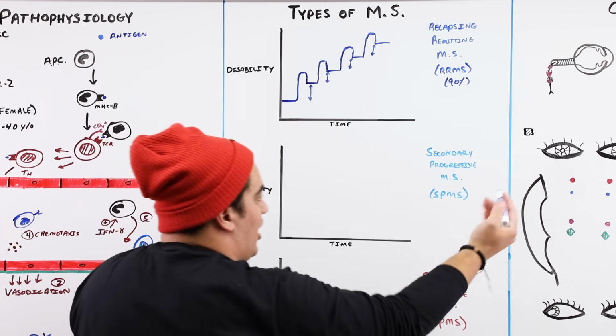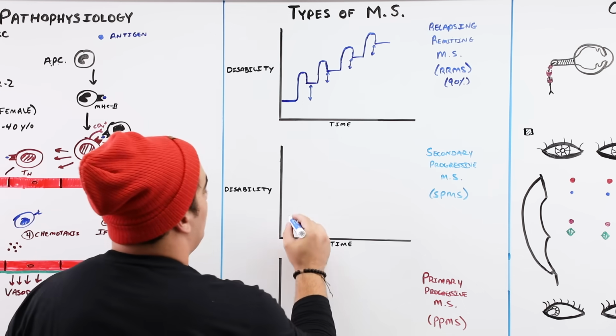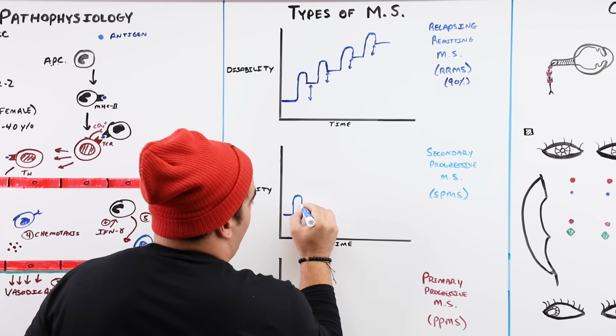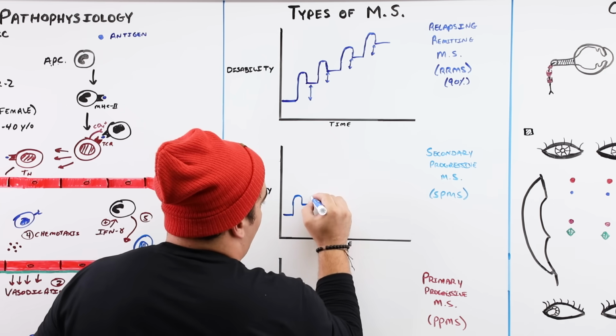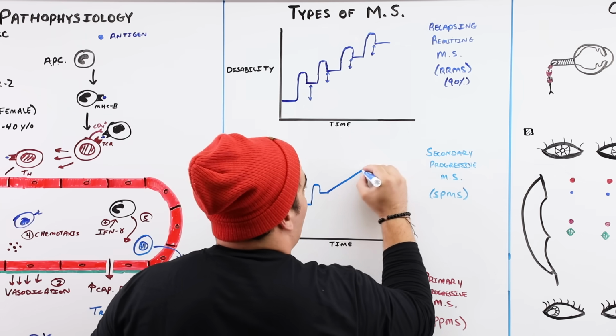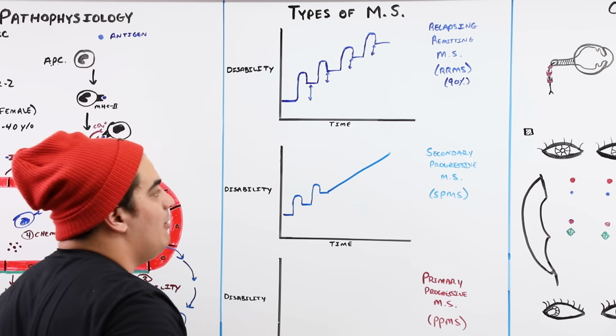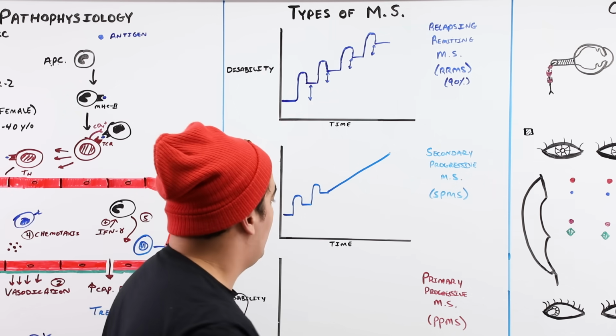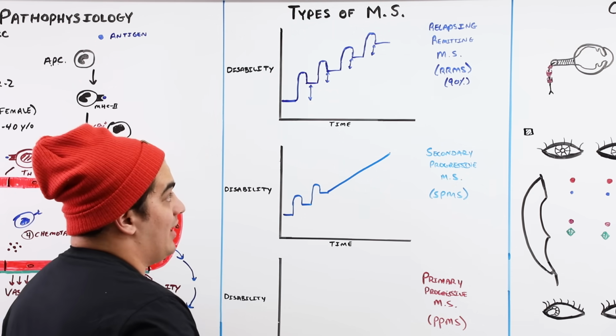It secondarily generalizes into this progressive MS. So they may have that same kind of thing, where they have a bout, and then they go into this remission, and then they have a bout, and then they go into this remission, and then after that, they just have this constant steady state of demyelination, neurological deficits, and disability. Okay? So that's secondary progressive MS.